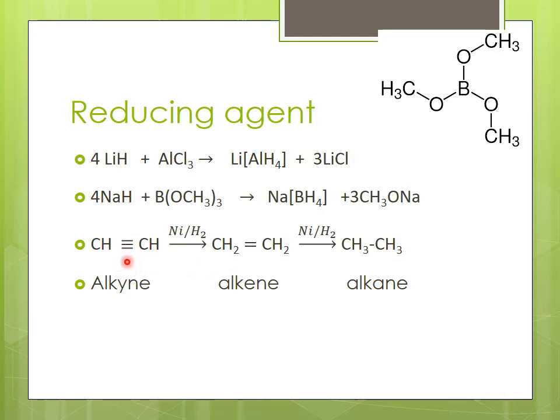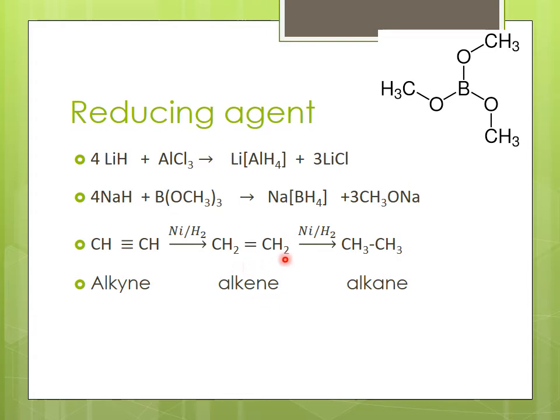Here I have taken a triple bond compound, whose general name is alkyne. But this has 2 carbon atoms, so its specific name is called ethyne. When this ethyne is treated with hydrogen in the presence of the catalyst nickel, you will get the product called ethene, E-T-H-E-N-E. The general name is alkene.